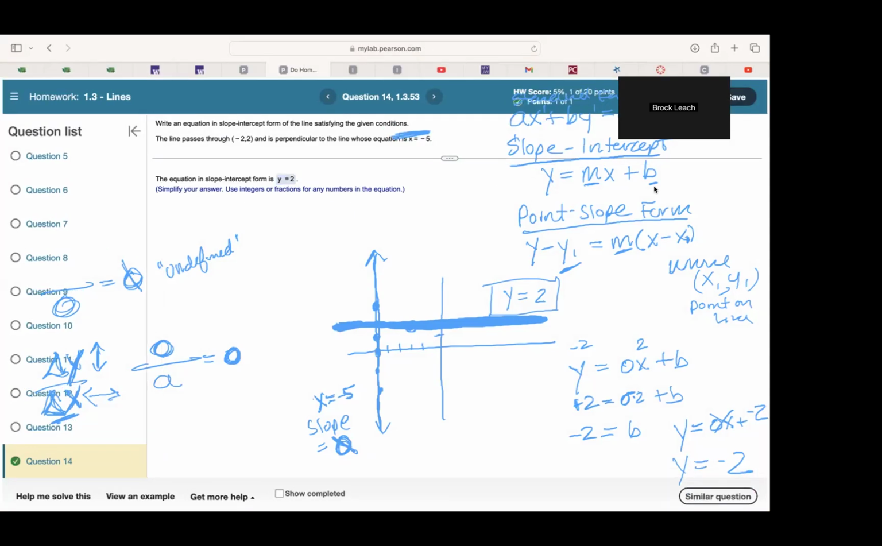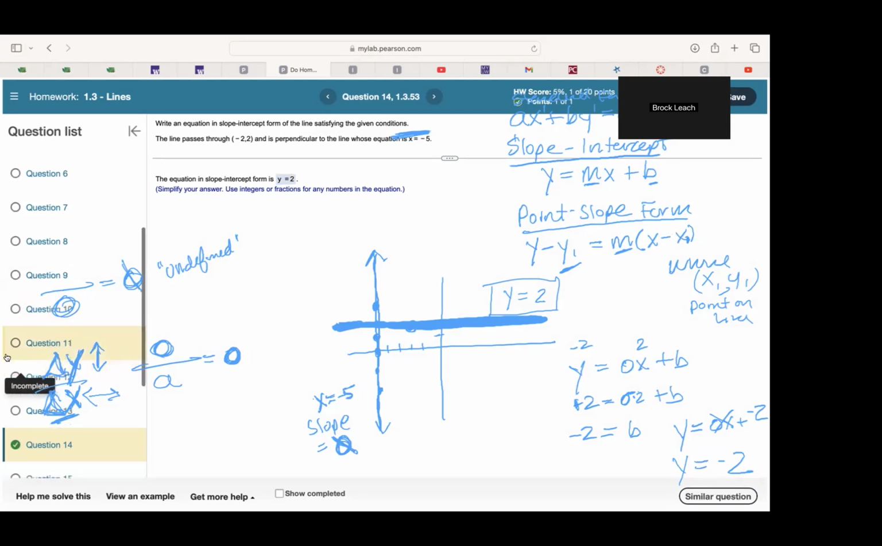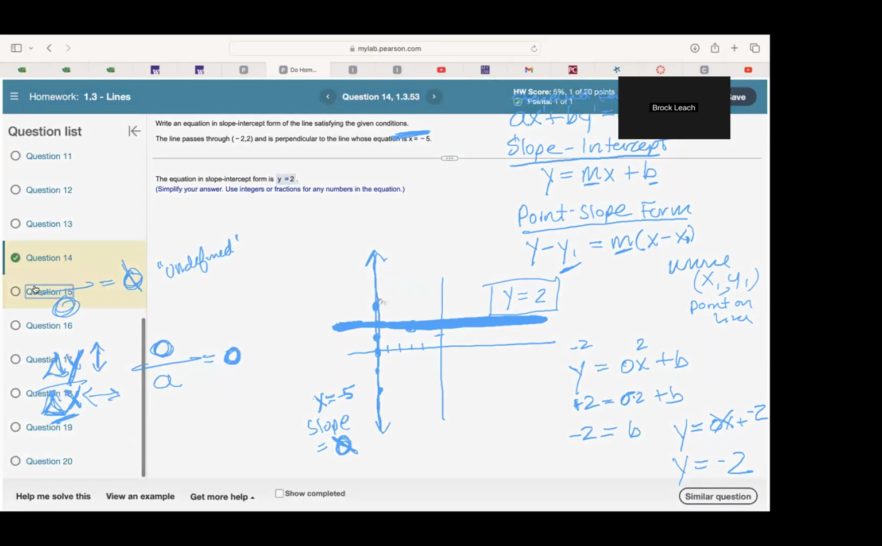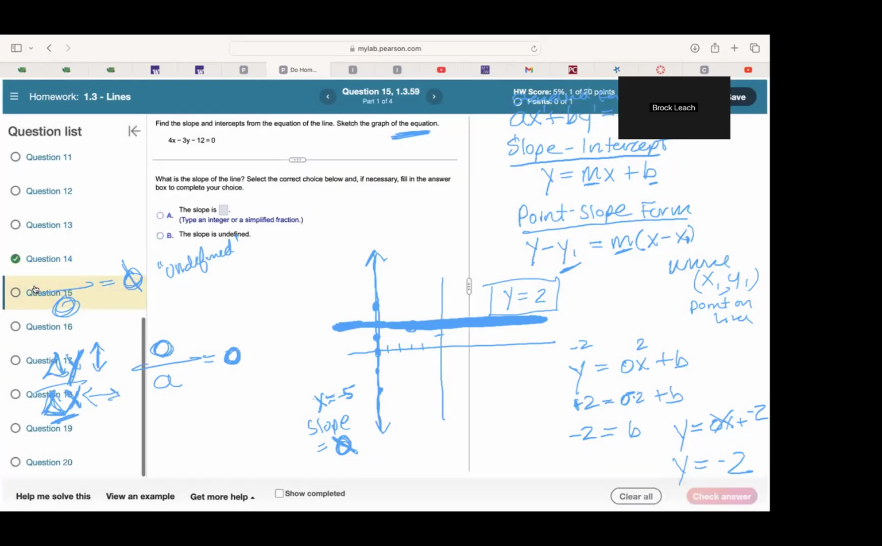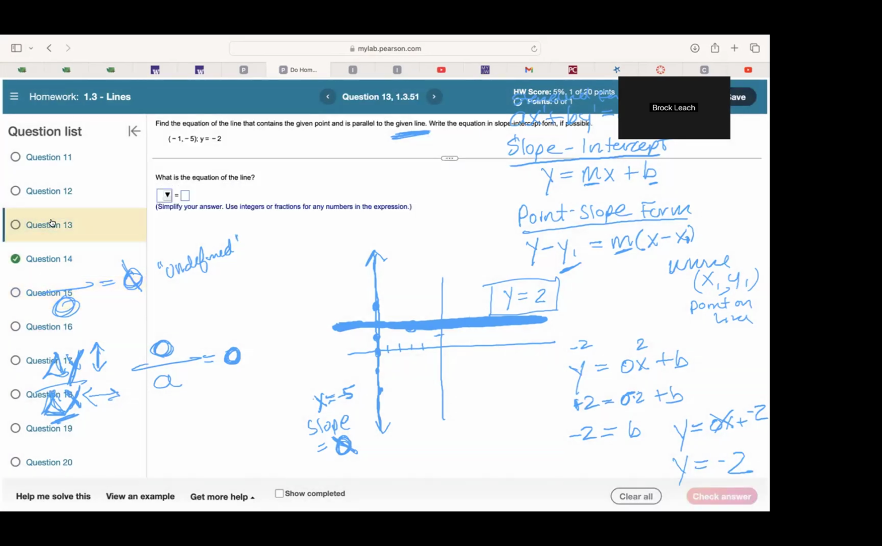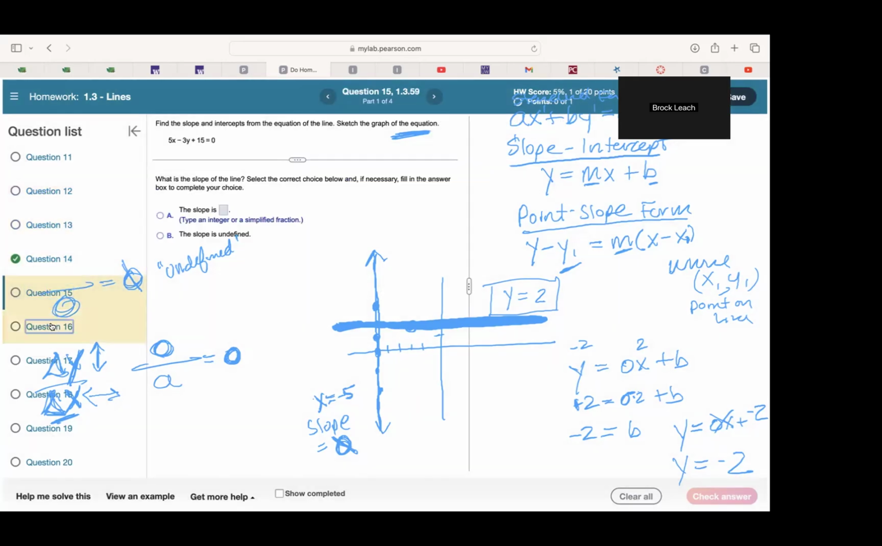So 3 standard form, slope intercept, just know what those are. Any other one of these where we do a perpendicular where it's not a weird situation. Let's look at this one. Find the slope in the intercepts. And then, that's not the one I wanted. Looking for the parallel perpendicular.